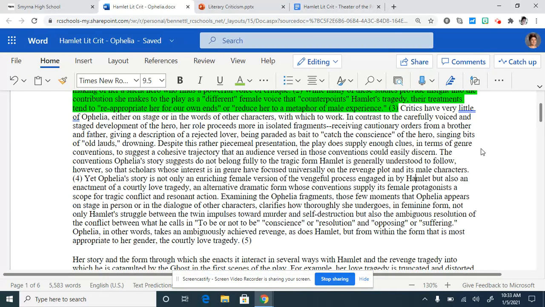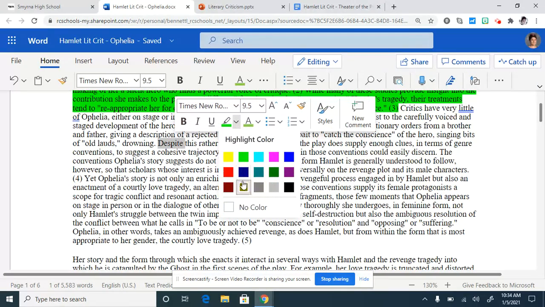"Critics have very little of Ophelia, either on stage or in the words of other characters with which to work. In contrast to the carefully voiced and staged development of the hero, Hamlet, her role proceeds more in isolated fragments, receiving cautionary orders from a brother and father, giving a description of a rejected lover, being paraded as bait to catch the conscience of the hero, singing bits of old lauds, and drowning. Despite this rather piecemeal presentation," so she's just said there's not a whole lot to work with, and then gives a summary of like the five things Ophelia does in the play. "Despite" is also going to be showing contrast.